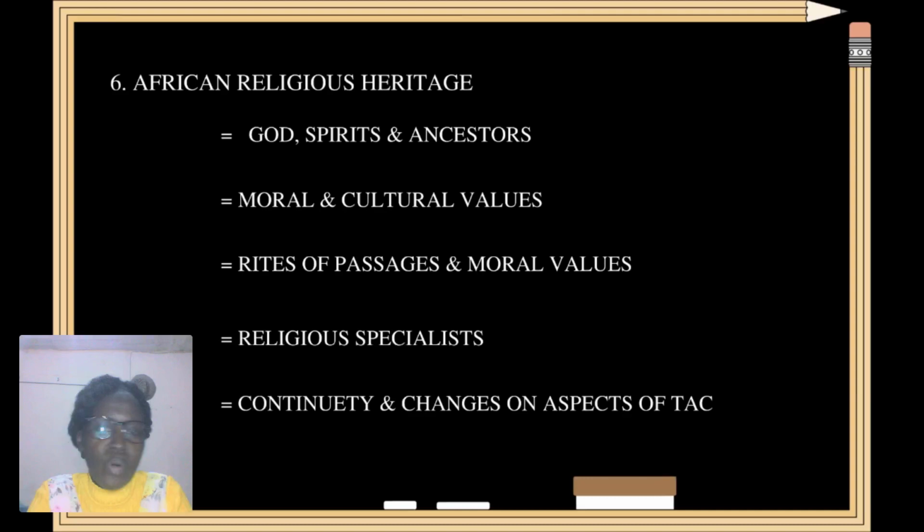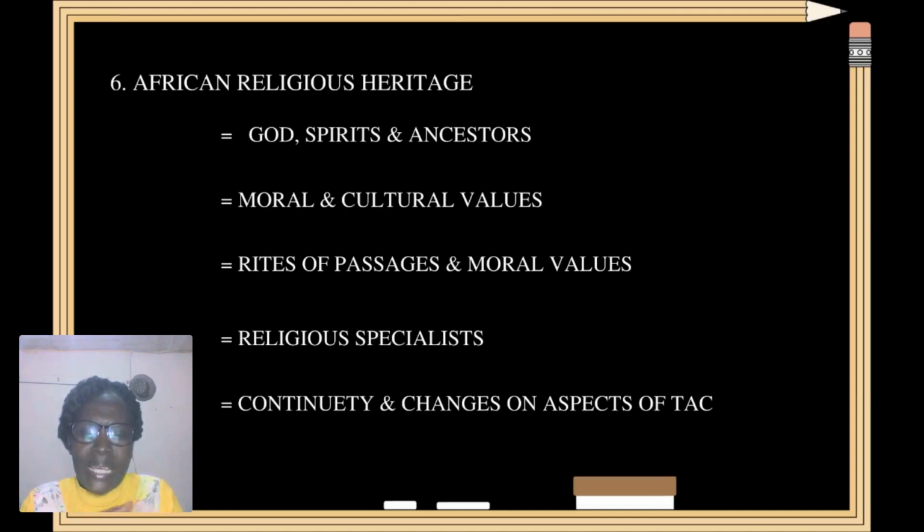The last bit that is studied in Form 1 is the African religious heritage. Now, in the African traditional heritage, three things are important for the African communities: God or gods, spirits, and ancestors. In that case, you need to be able to explain what their view was, or what their concept was about God, about spirits, and about ancestors. Well, for the African also, they have cultures.